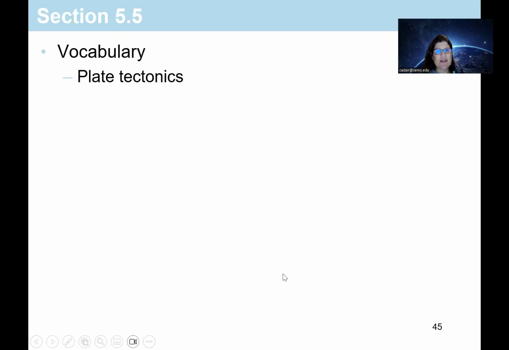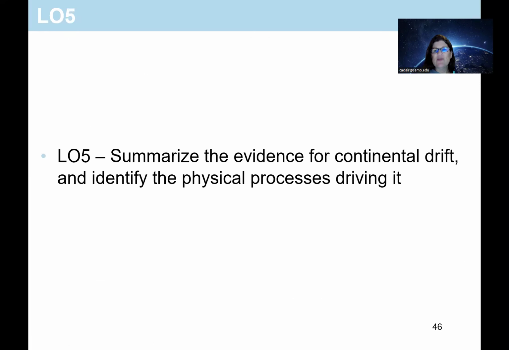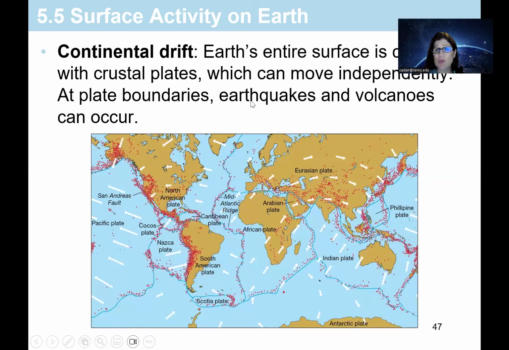So, surface activity on the Earth: summarize the evidence for continental drift and identify physical processes defining it. Continental drift was proposed and completely rejected, I want to say in the 1920s. And then in the 60s, when they were able to do some radar mapping of the ocean floors, they did actually find the mid-Atlantic ridges and other features. What happened is this dude looked at this and went, oh, look, that fits into there. They must have been the same thing at one time, so they must have drifted apart, continental drift. And people were like, ah, you're crazy.